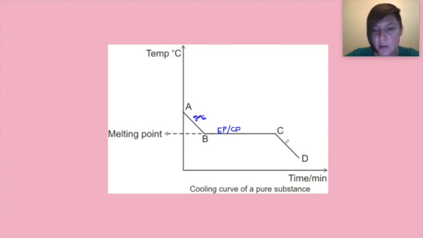And then we're going to keep going into this line here, which is going to be our liquid. And then we stop there. But of course, if we kept going, we would have another plateau and then another slope. And again, we would have our melting freezing point. And then we would keep going down into a solid.